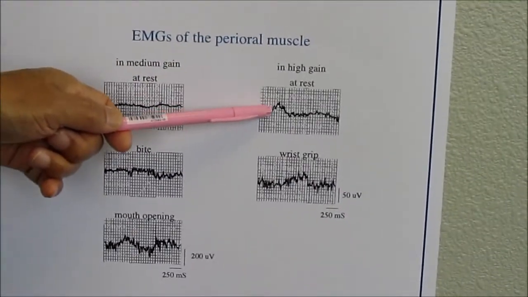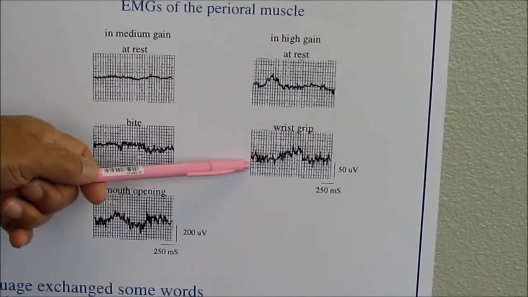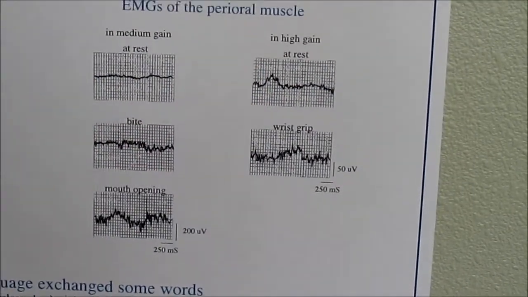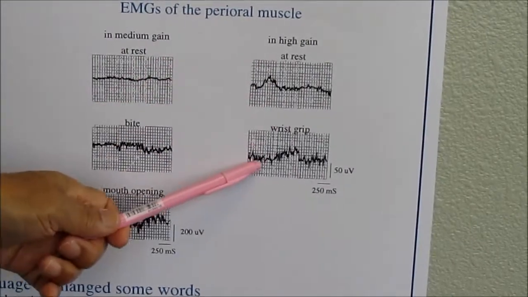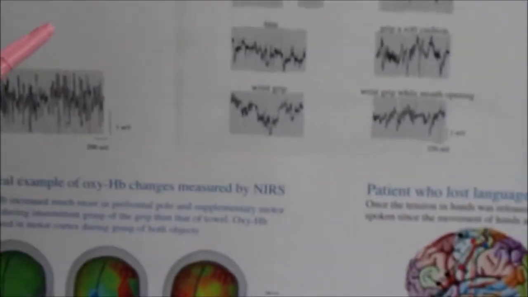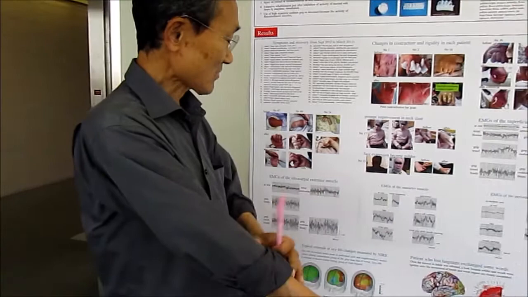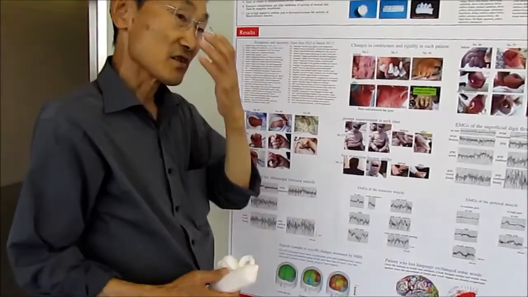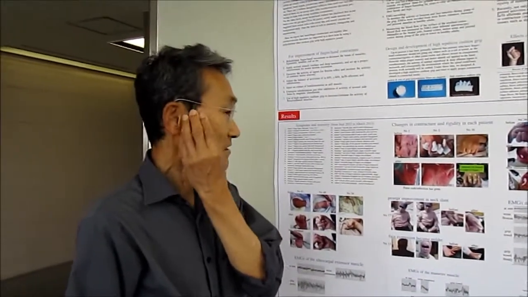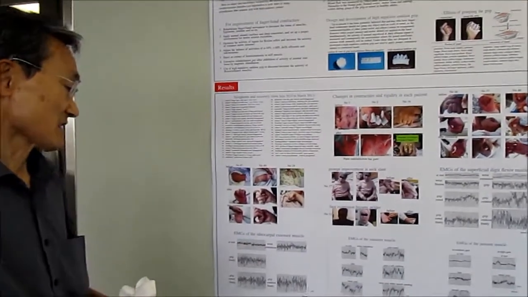At rest, very low activities at the perioral muscles. When we grip very strongly, the perioral muscle activity was increased. So that means by using the hands, I mean the flexion, extension movement of the hands, not only the forearm activity, flexion, extension, but also the activity of the face muscles, masseter muscles or perioral muscle is increased.